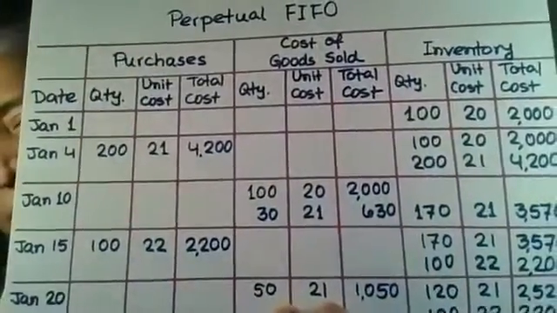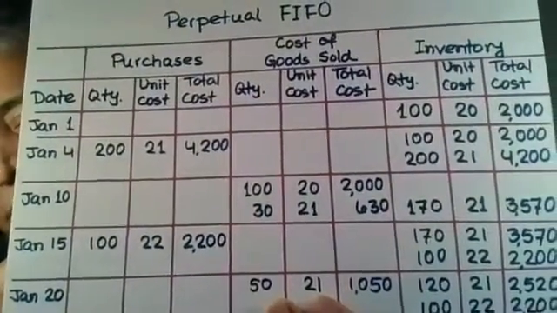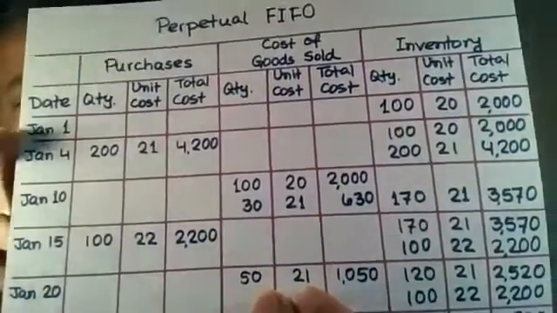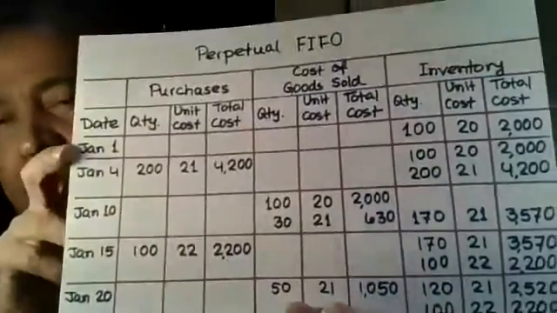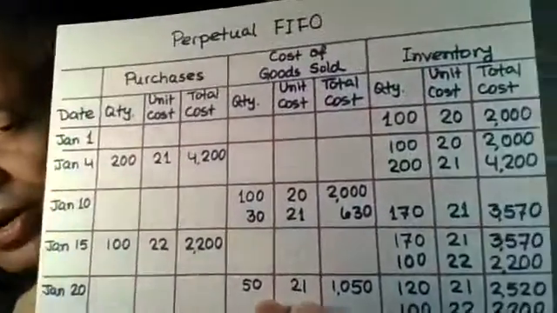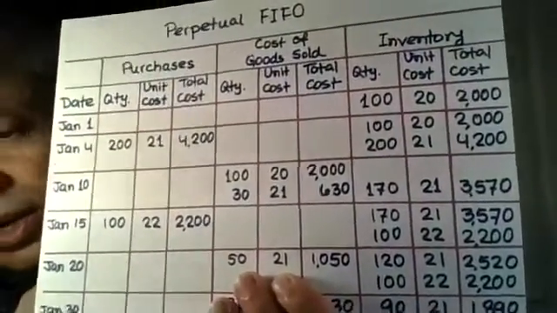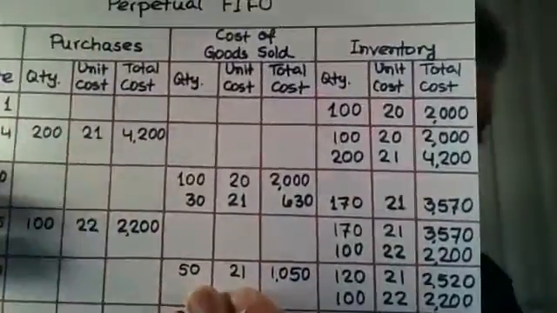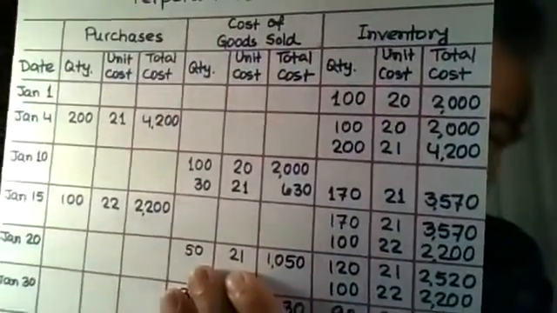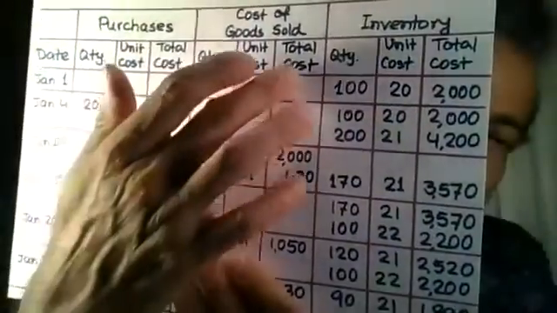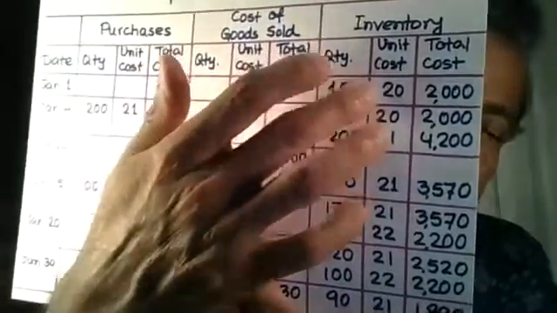So let's start with the first of January. We have 100 units at $20, so the value of our closing stock is $2,000. You can see that's how we begin: 100 units at the beginning of the period at $20.